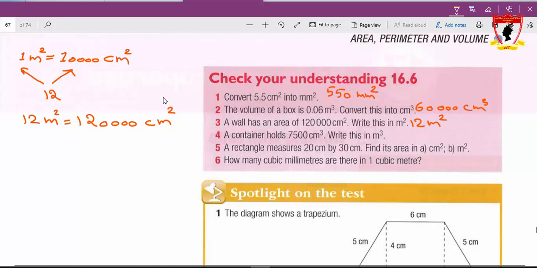A container holds 7,500 centimeter cube. Write this in meter cube. So it has the exact same idea as this one, but this time instead of square we have cube. Then 1 meter cube is 100 to the power of 3, which is 1 million centimeter cube.